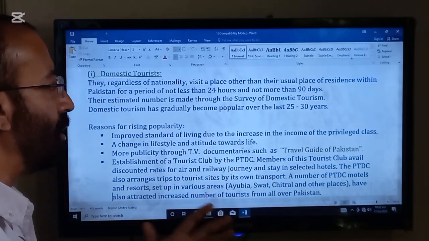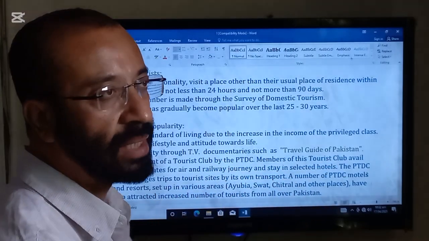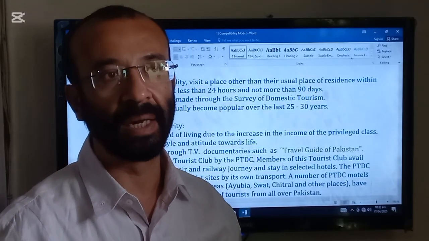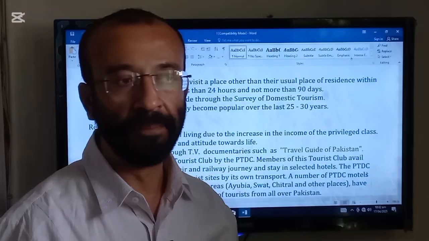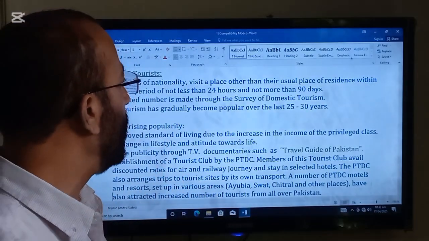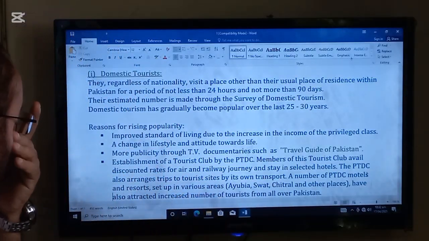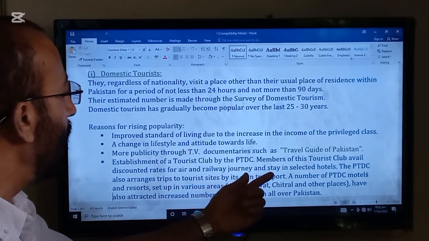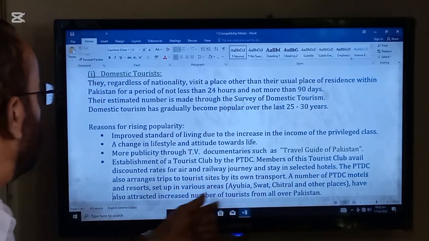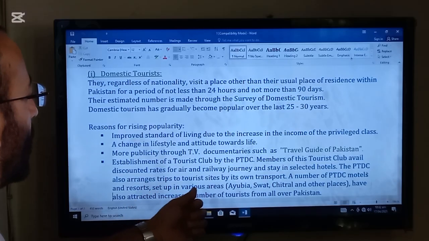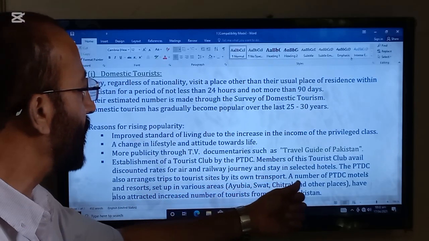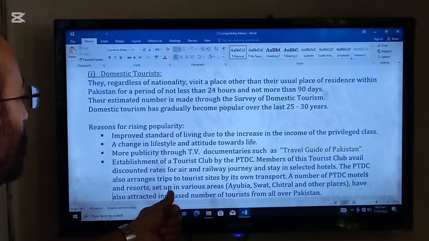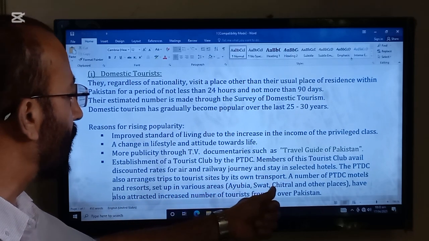So people getting knowledge about different parts of the Pakistan are fascinated, and because of the rising income, they are able to visit different parts of the country. So this is the reason. Next is establishment of the tourist club by the PTDC. Members of this tourist club avail discounted rates for air and railway journey and stay in different selected hotels. The PTDC also arranges trips to tourist sites by its own transport.